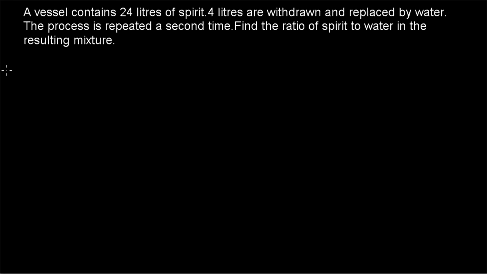So today's question is, a vessel contains 24 liters of spirit. 4 liters are withdrawn and replaced by water. The process is repeated a second time. Find the ratio of spirit to water in the resulting mixture. So what is the question given?